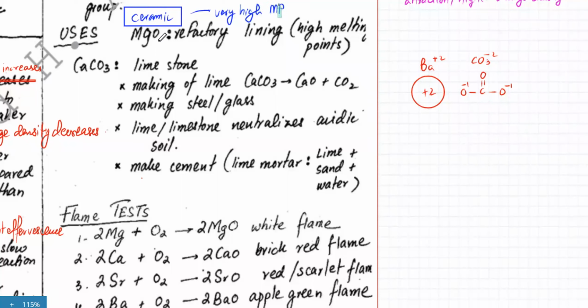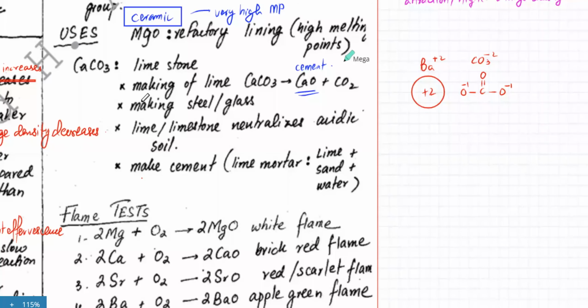Now, calcium carbonate is very common. It's known as limestone, and you make lime out of it. You decompose it, you make lime out of it. What do you do with lime? Lime is often used in cements, concrete, etc. So it's one of the ingredients for cement.